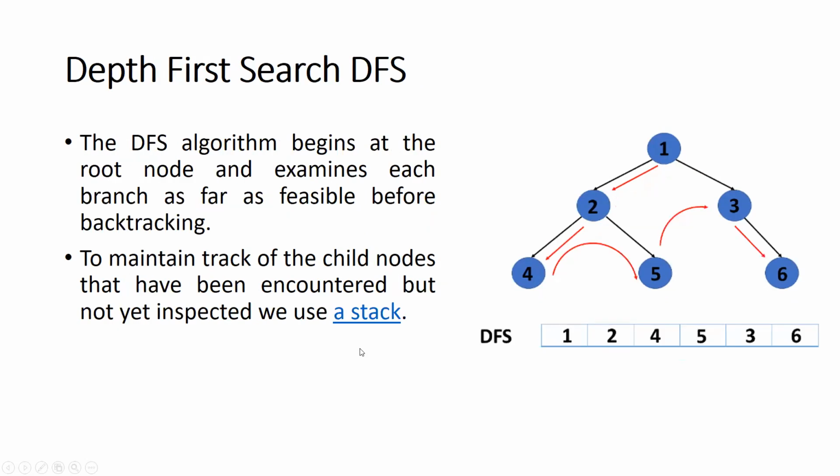The other algorithm is depth first search. In this algorithm, we move as far as we can to reach the leaf nodes, and then we start backtracking to continue moving through the graph. So 1, 2, 4, 4 is the leaf, then 5, backtracking to 3, and finally node 6. Usually for implementing this algorithm, we use a stack.